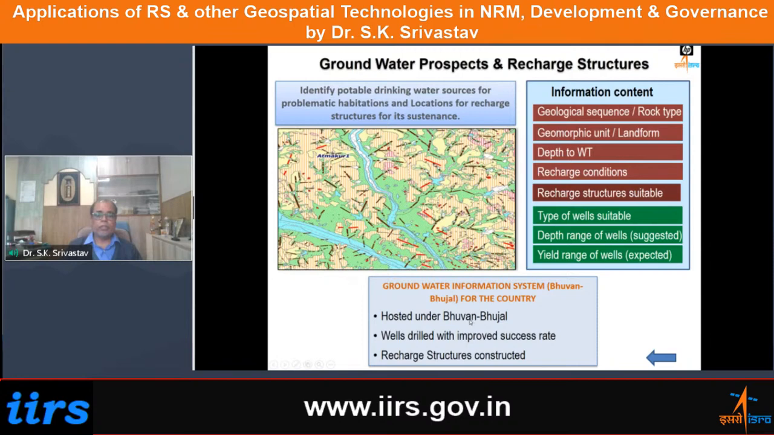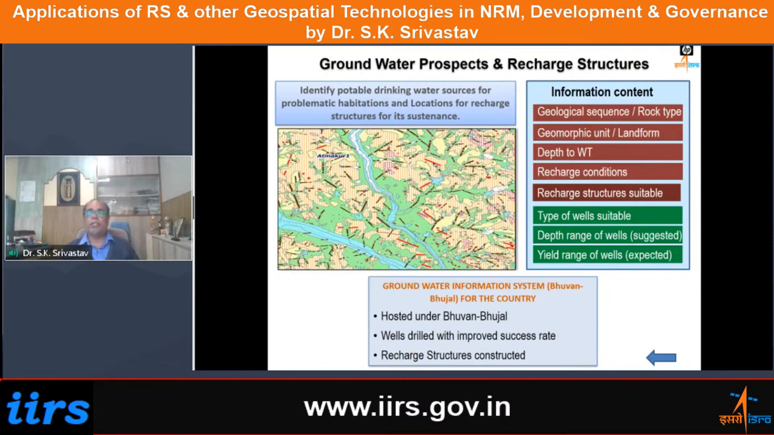Within that Bhuvan Geo portal, you have a web page for Bhujal. There is a Bhujal application. If you type Bhuvan Bhujal, you will enter the application related to groundwater, wherein you can visualize all these maps prepared under this project, made available under the Bhuvan platform. As far as the information content is concerned, there is a very long legend. Even if I show you in my presentation, you will not be able to read it, but I have put the kind of information available in the map in the legend.